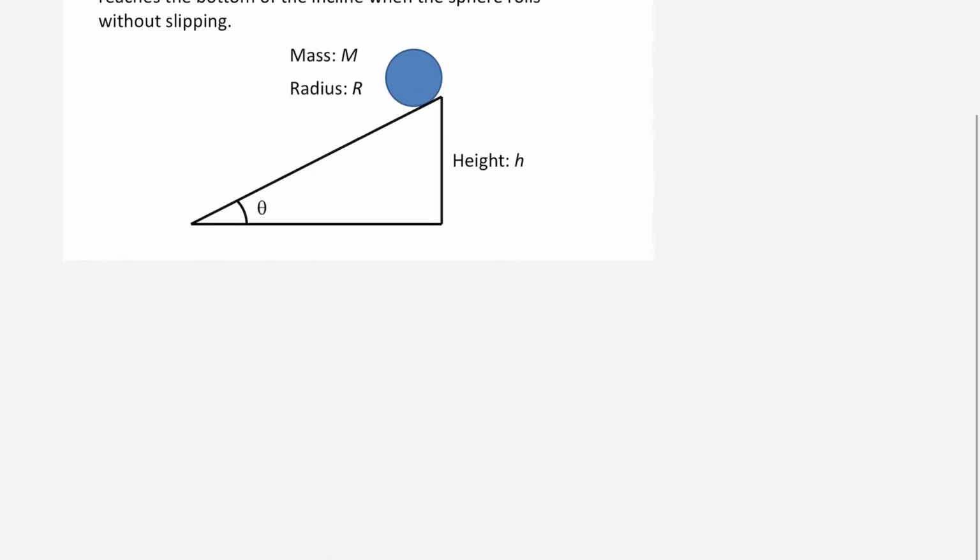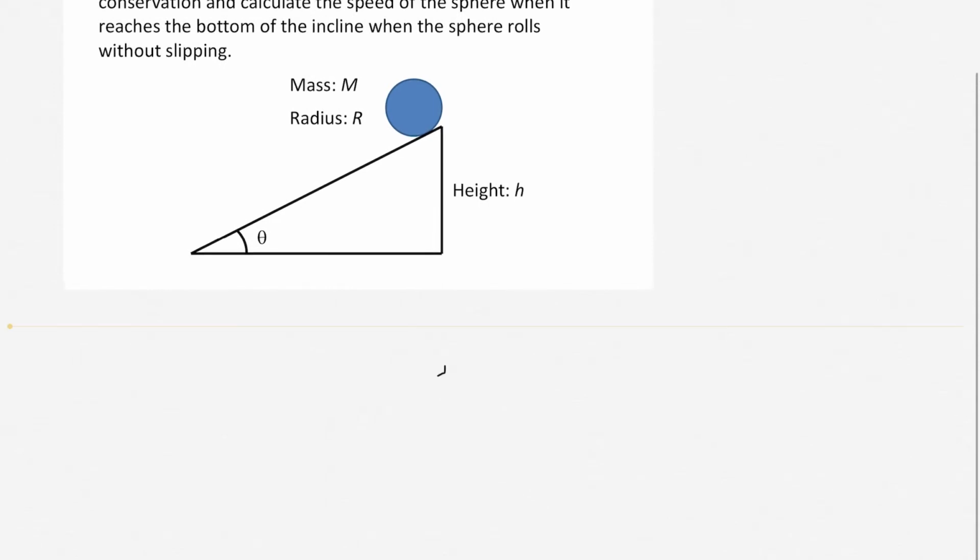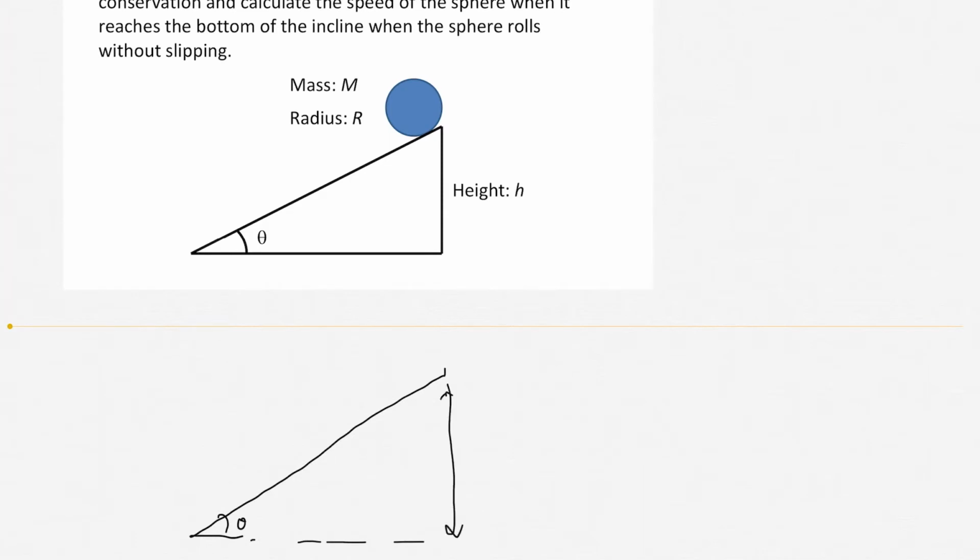So maybe we can draw the figure at first. This is theta. This height is h. This object starts rotating, and then finally it reaches the bottom with a velocity of v. Still keep rotating. Then we'd like to find out this speed of v. This is the question.